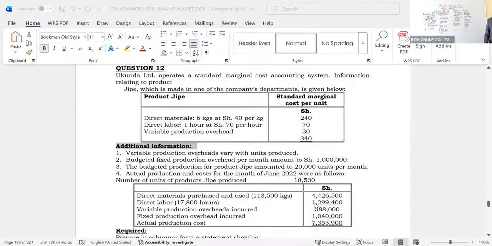73.53. 900. The only total I don't know is the flexed budget.